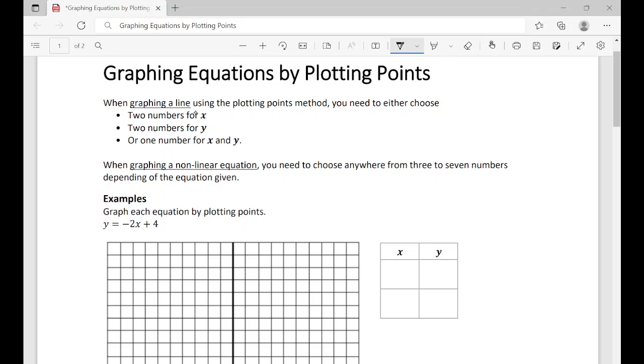When graphing a line using the plotting points method, you need to either choose two numbers for x, two numbers for y, or one number for x and y, and then figure out the missing value. When graphing a nonlinear equation, you need to choose anywhere from 3 to 7 numbers depending on the equation given. I personally like to use 5, but 3 is typically the minimum. 7 is usually enough, so I like to go somewhere in the middle.